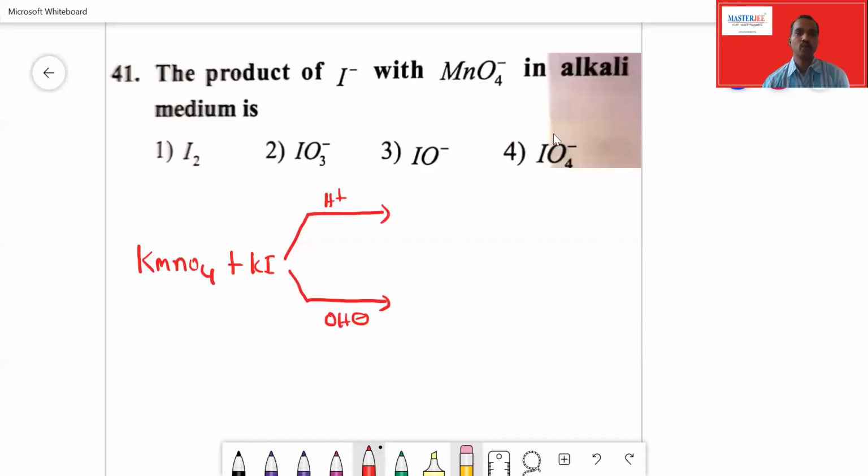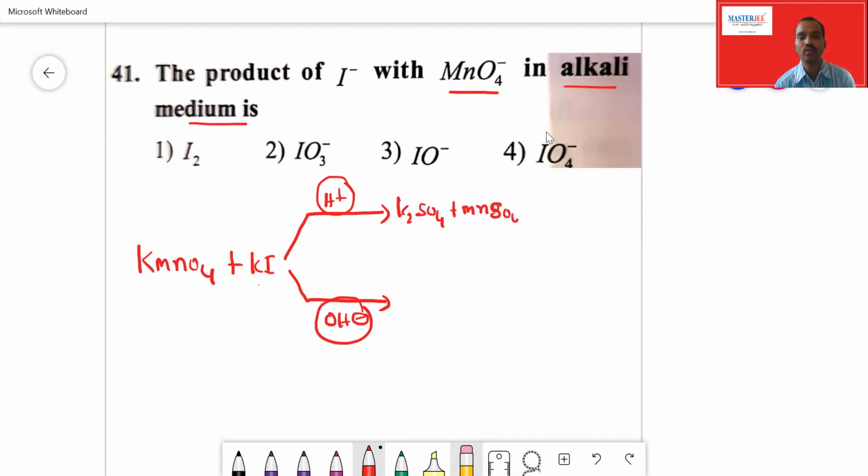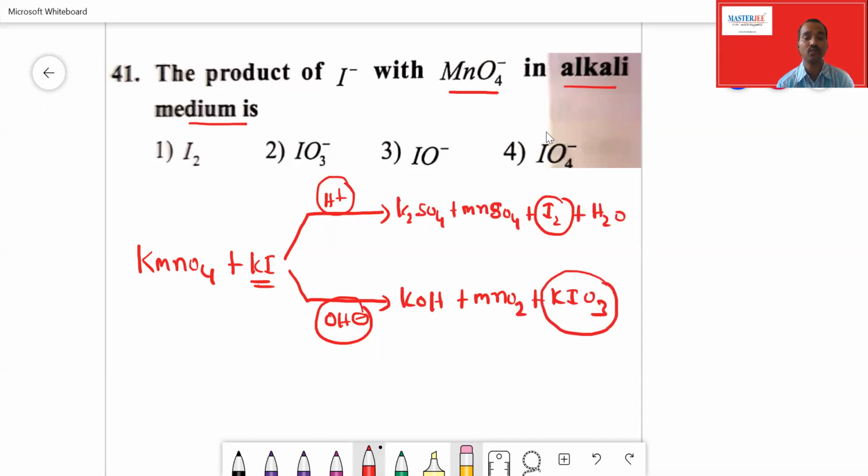Next, see here, they're asking the product of I⁻ with MnO4⁻ in alkali medium. Potassium permanganate reacts with potassium iodide in acidic medium as well as in alkali medium. I'll explain the difference. In acidic medium it will form K2SO4, potassium sulfate, MnSO4 plus I2 plus H2O. In the alkali medium, potassium hydroxide plus MnO2 plus potassium iodate KIO3 will form. That is the difference in these two reactions.